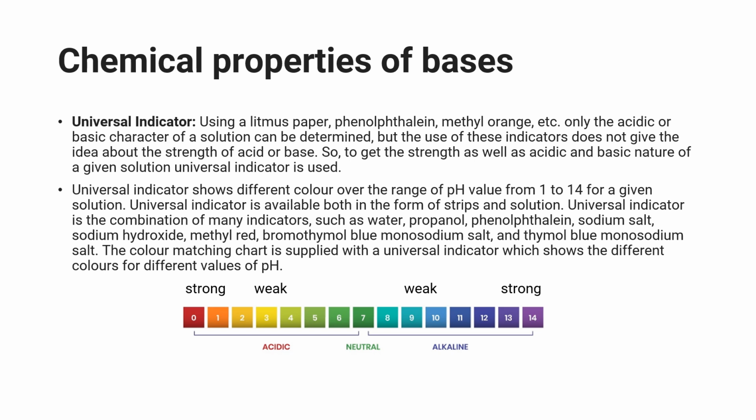Universal indicator is a combination of many indicators such as water, propanol, phenolphthalein sodium salt, sodium hydroxide, methyl red, bromothymol blue monosodium salt, and thymol blue monosodium salt. A color matching chart is supplied with the universal indicator which shows the different colors for different values of pH.